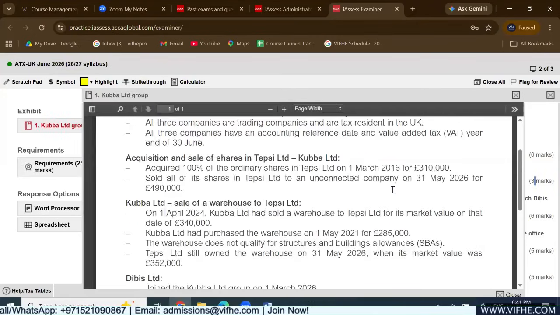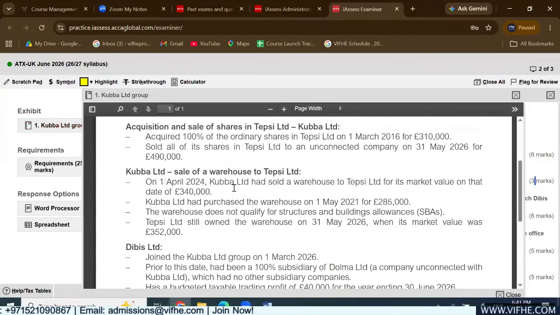Now my question is once again, which value do I need to use? Because on the date on which this building was transferred, it had a market value of £340,000, though the transferor, the seller, acquired the building for £285,000. And by the time Tepsi Limited left the group, its market value had escalated to £352,000. They might have mentioned one more date as well.